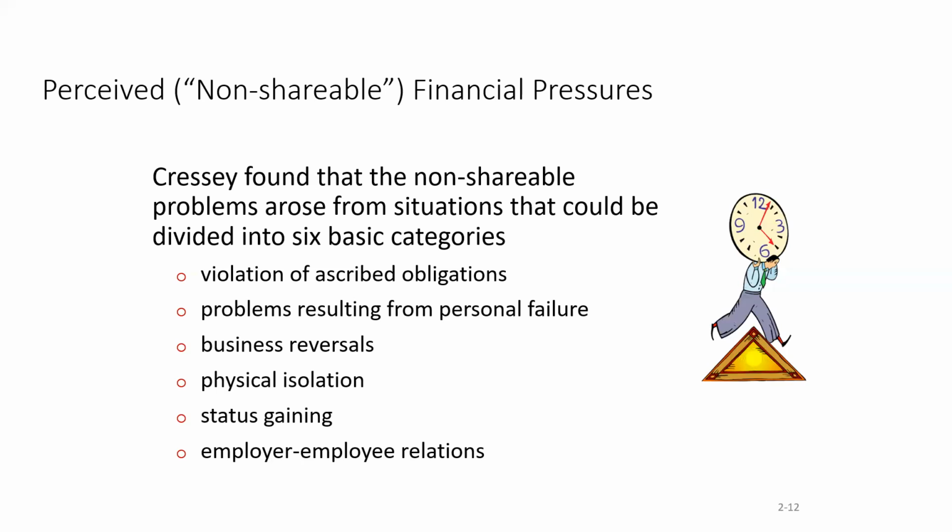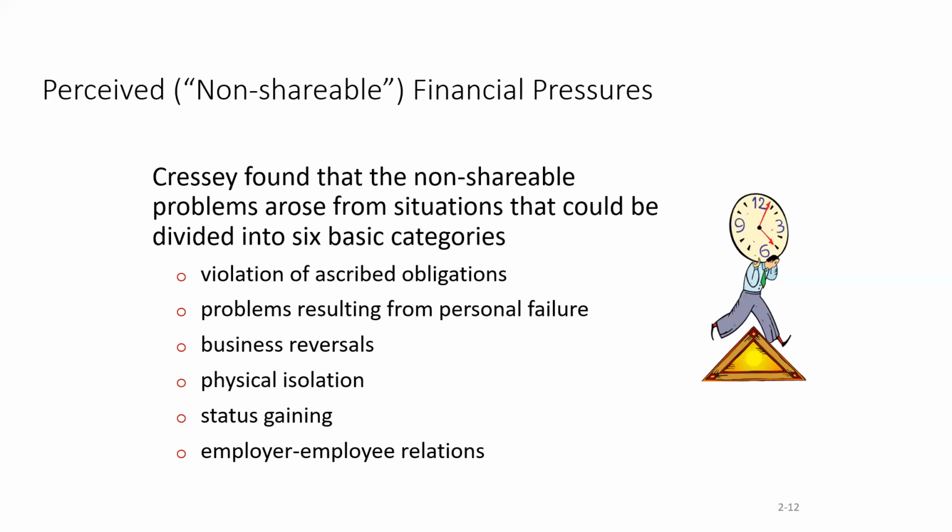The first one is violations of ascribed obligations. What does this mean? This is the mere fact that a person has a trusted position carries with it the implication that they should act in a certain way and they shouldn't be doing some sort of bad stuff. So for example, a CFO may feel that they're expected to avoid gambling because they're in this big position.